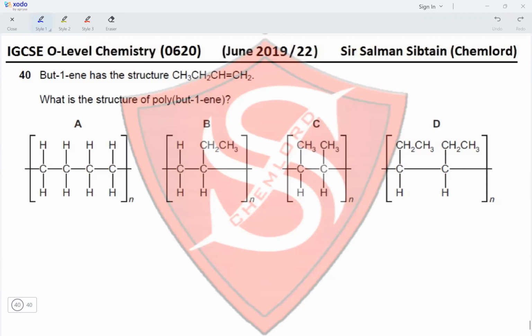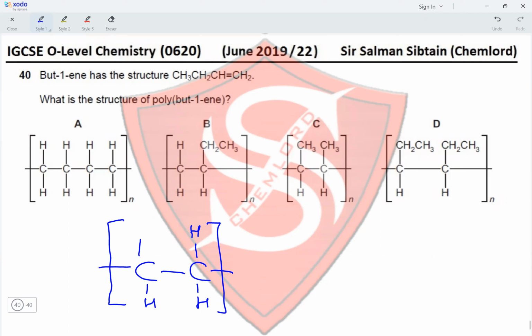Question 40. Butene has the structure shown. What is the structure of polybutene? So polybutene would have two carbon atoms in its repeat unit, with one carbon atom having a hydrogen atom attached to it on each side, and the other carbon atom having one hydrogen atom attached to one side and a CH2 and a CH3 group attached on the other side.